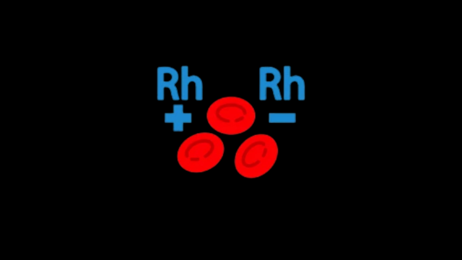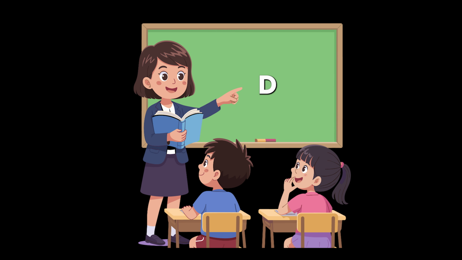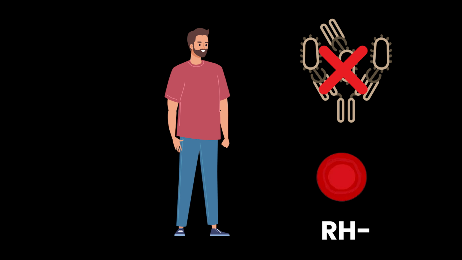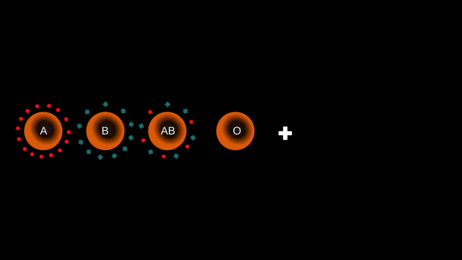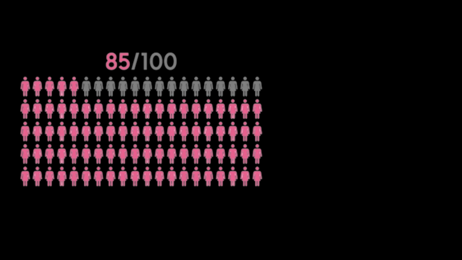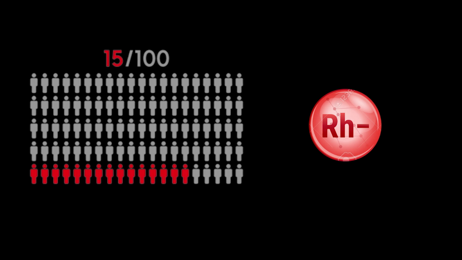There's another major blood type marker, the Rh factor. The Rh system has many antigens, but the most important is D. If you have the D antigen, you're Rh positive. If you don't, you're Rh negative. So your full blood type is ABO plus Rh. Examples: A plus, B minus, O plus, AB minus. About 85% of people are Rh positive, 15% are Rh negative.